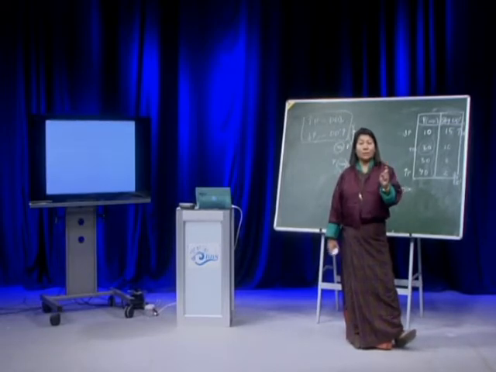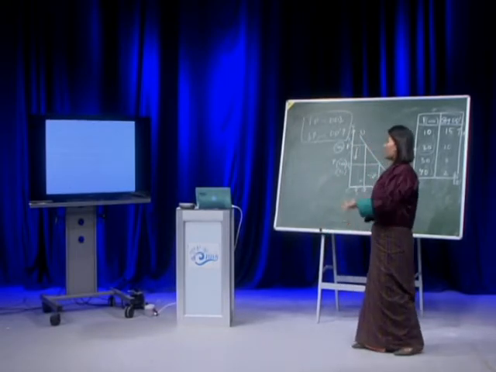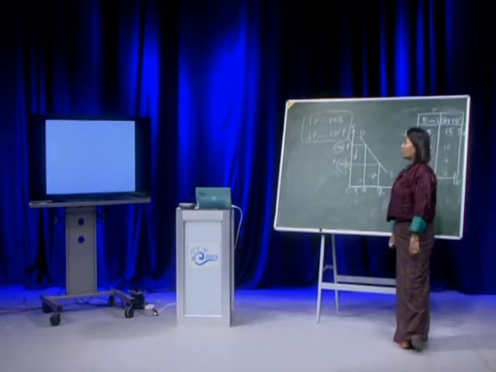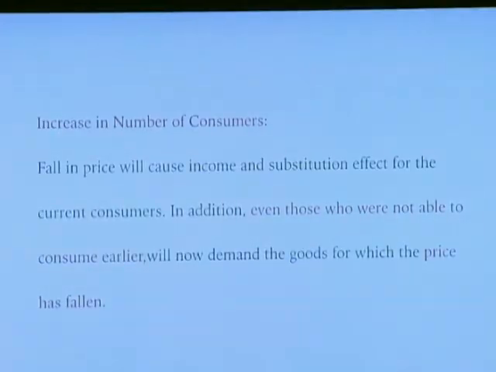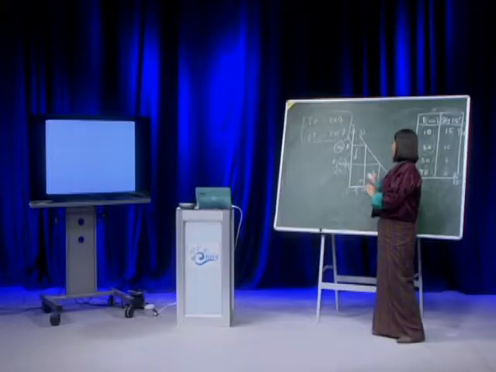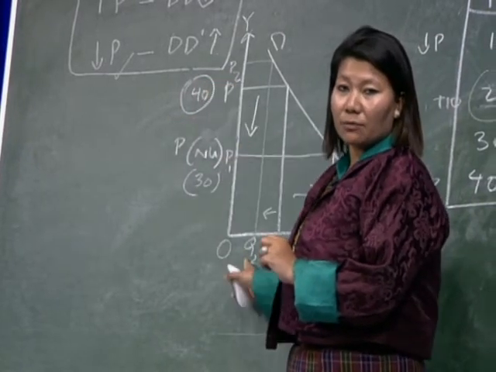The price of one commodity increases, you can go for the other one because you can still use it in the place of the other. So, in addition, even those who were not able to consume earlier will now demand the goods for which the price has fallen. So, increase in number of consumers. When we talk about increase in consumers, you have to mention income effect and substitution effect, and these two will push the consumers to demand those goods and services for which the price has fallen, leading to lower the price, higher the demand. And it can also operate this way: when the price increases, demand will become less.